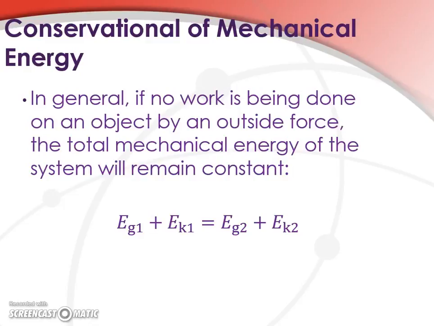Or we can get a little more explicit and talk about the sum of the gravitational potential energy plus the kinetic energy. The sum of this at a given time point must equal the sum of the gravitational potential energy plus the kinetic energy at a different time point, provided no work is being done on the object by an outside force. In other words, provided we have a closed system.